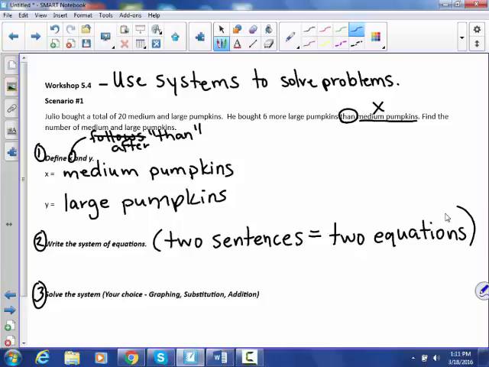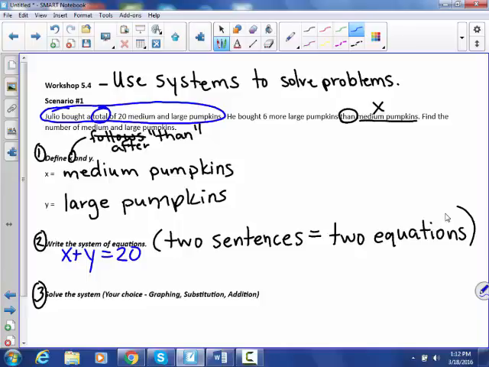So, our first sentence, and that should be our first equation, says, Julio bought a total of 20 medium and large pumpkins. Who thinks they know what the equation for that would be? X plus Y equals 20. A medium plus the large have got to equal 20 because that total means I need to add them together, right? Okay, now the second sentence is a little bit harder.